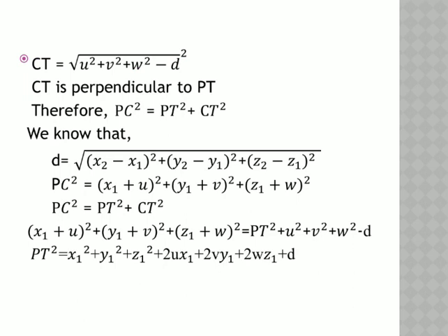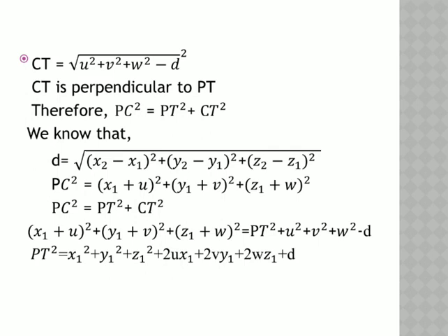Therefore, PC square is equal to PT square plus CT square. We know that the distance D is equal to the square root of (x2 minus x1) whole square plus (y2 minus y1) whole square plus (z2 minus z1) whole square. PC square is equal to (x1 plus u) whole square plus (y1 plus v) whole square plus (z1 plus w) whole square. PC square is equal to PT square plus CT square.